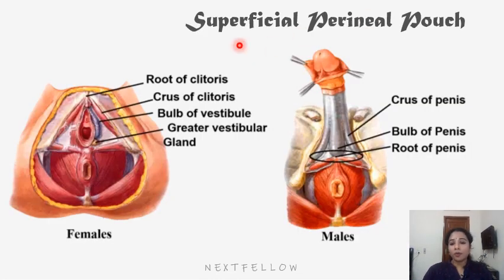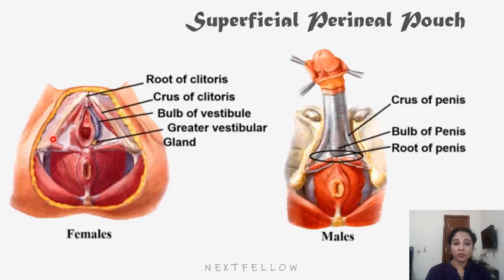So let's talk about the superficial perineal pouch and its contents in detail. Here on one side we are seeing the female perineal region, and this is the male perineal region. In it lies, we know, between the perineal membrane and the inferior fascia of the urogenital diaphragm and Colles fascia, as we saw in the previous slide, and it is an open compartment.